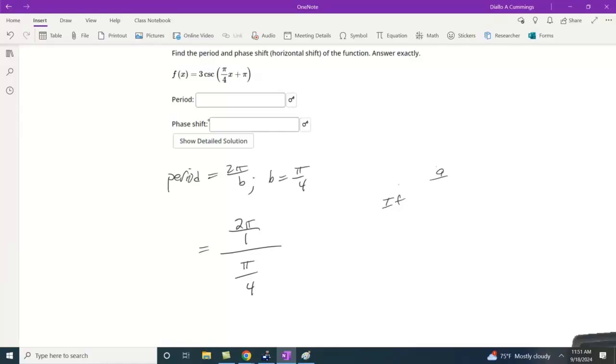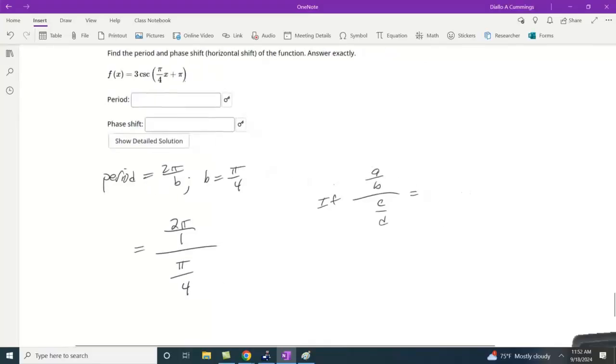If I have a over b all over c over d, this is a complex fraction. It means that I have a fractional bar, and in the numerator I have a fraction, and in the denominator I have a fraction. If this is my setup, I can multiply my very top and my very bottom, so I can multiply a times d, and then I can multiply the bottom of the top and the top of the bottom.